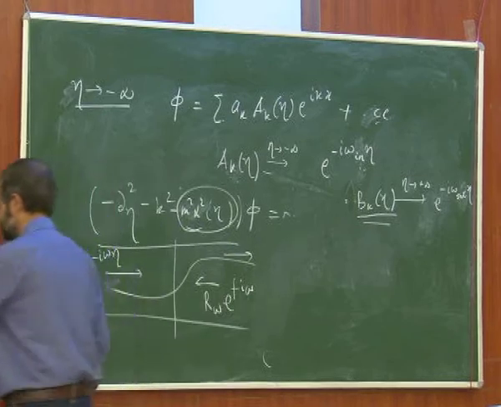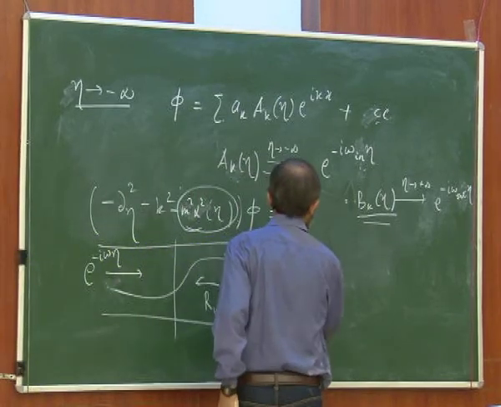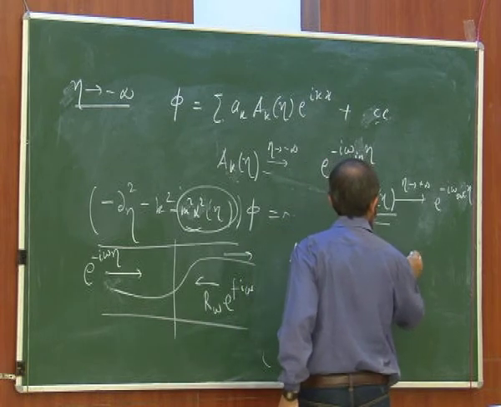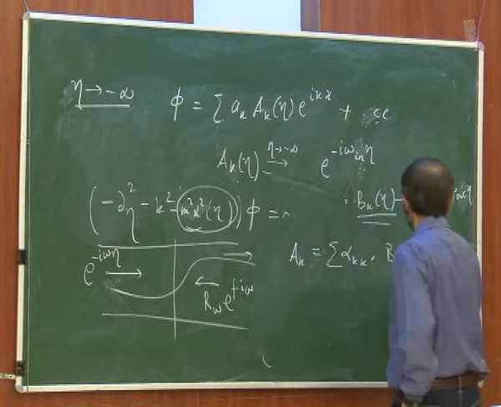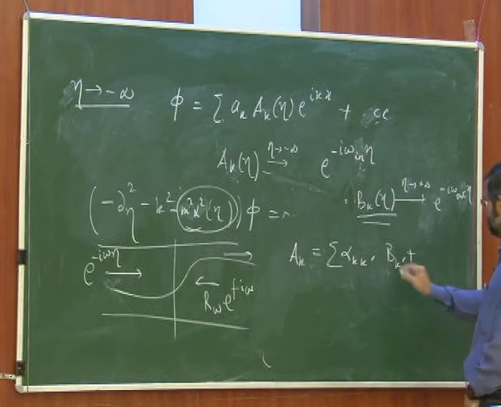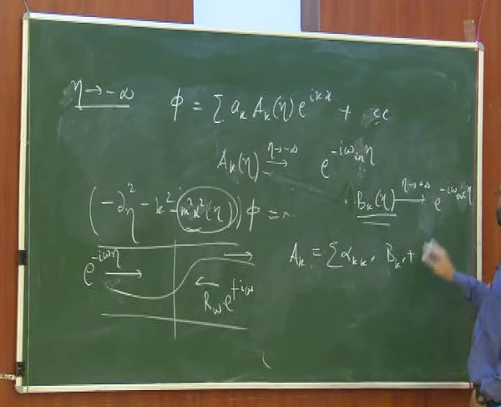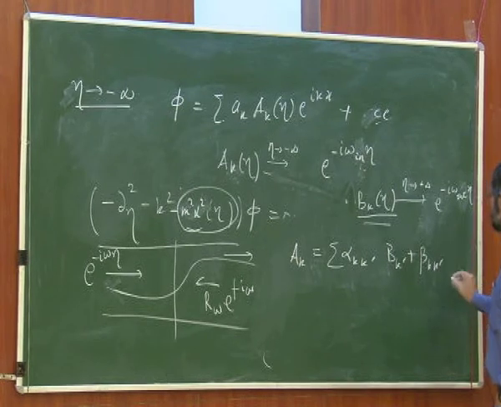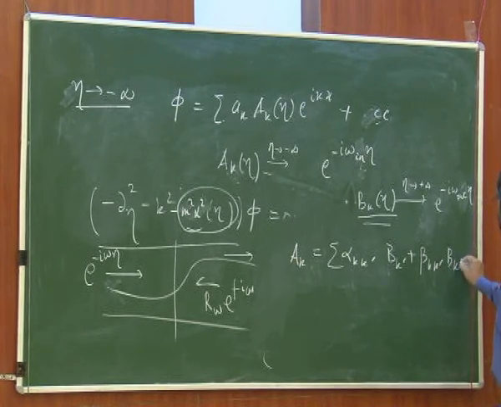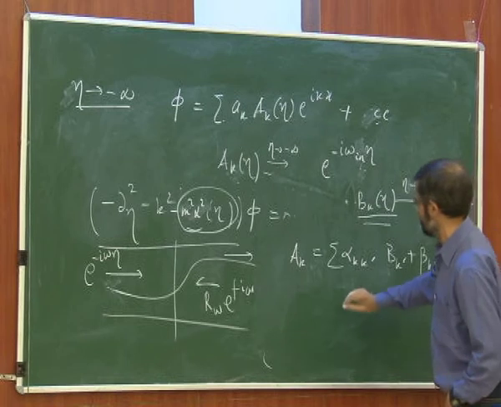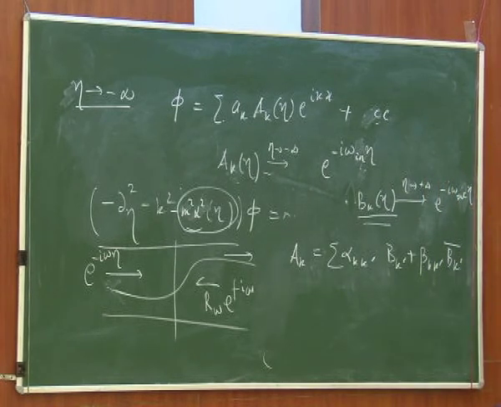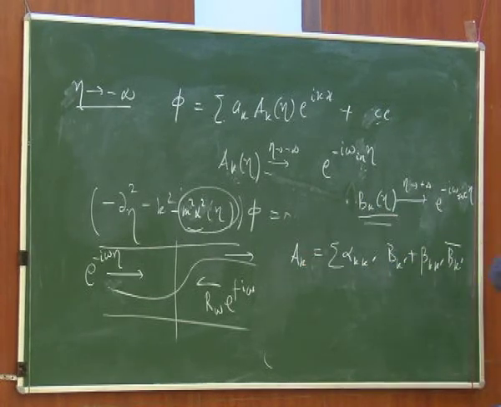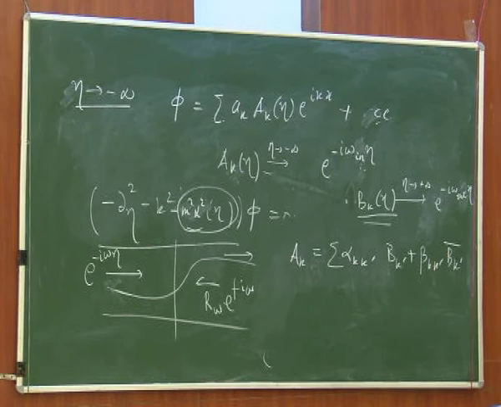So the AK modes will involve some linear combination of the BKs, but also their complex conjugates, which will have the e to the power plus i omega. So this is the generic story, that you can have two different sets of modes in terms of which vacua are defined. I have not come to the vacua yet.